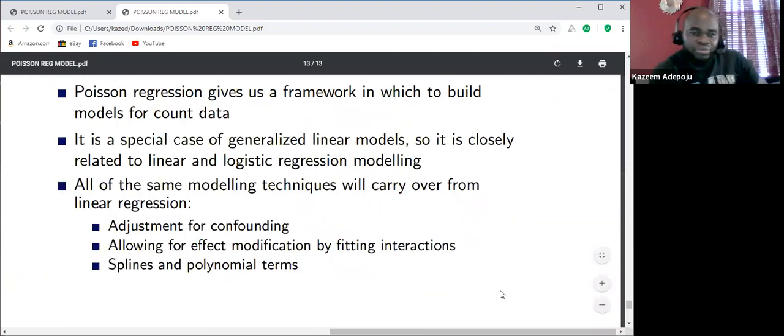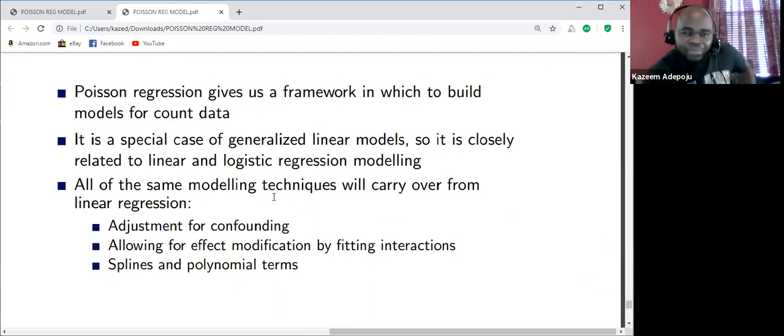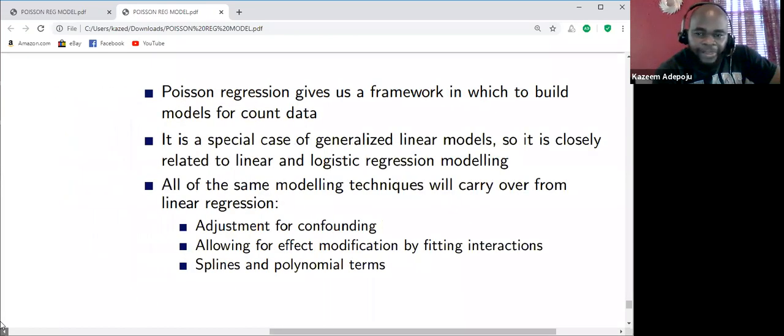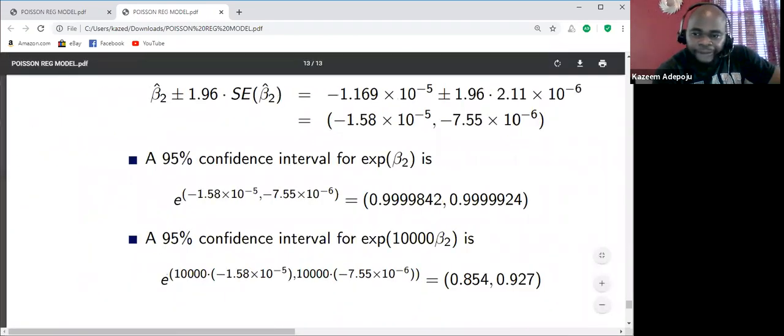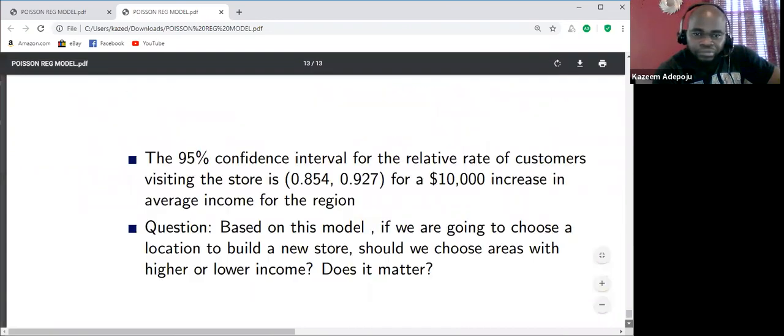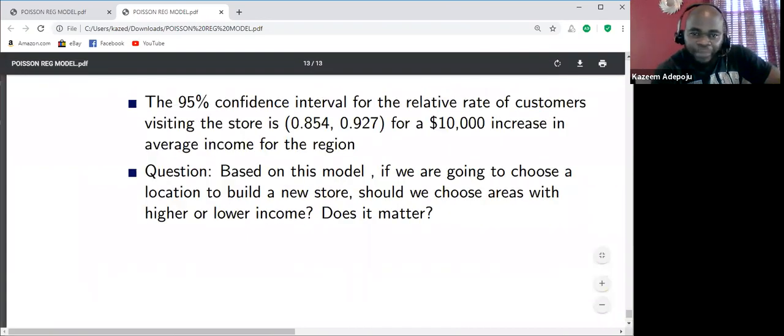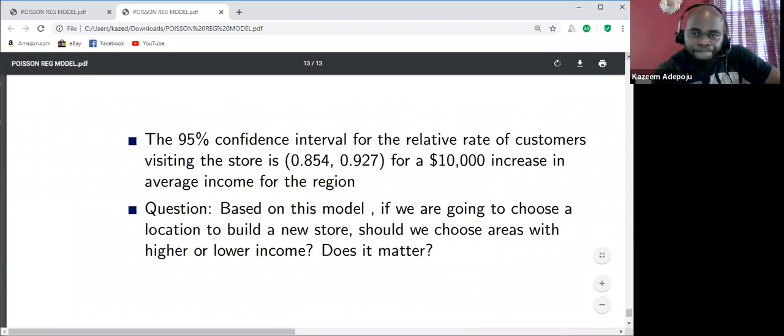So today we've talked about Poisson regression, which I've told you is a special case of a generalized linear model, and so it is closely related to the linear and logistic regression models. Lastly, before I go, that is the interpretation that I just talked about.